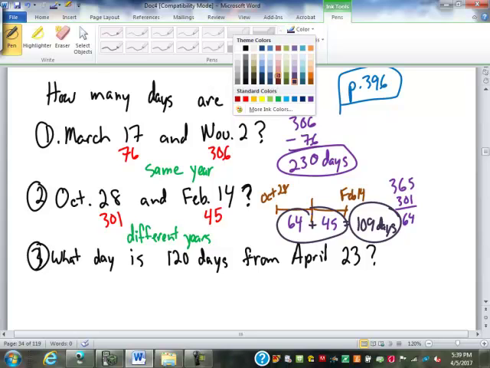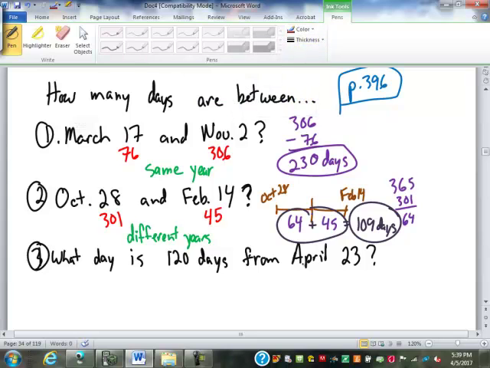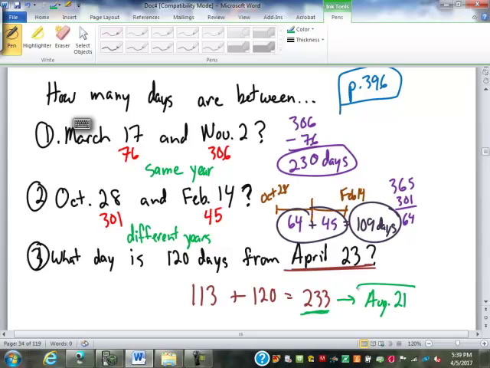Next, I asked, what day is 120 days from April 23rd? Well, what day is April 23rd when we look it up? 113. Perfect. So we're just going to add 120 to that, which is going to give us 233. So now if we read the table backwards, what day is day 233? August 21st. Very good. Any questions from that?